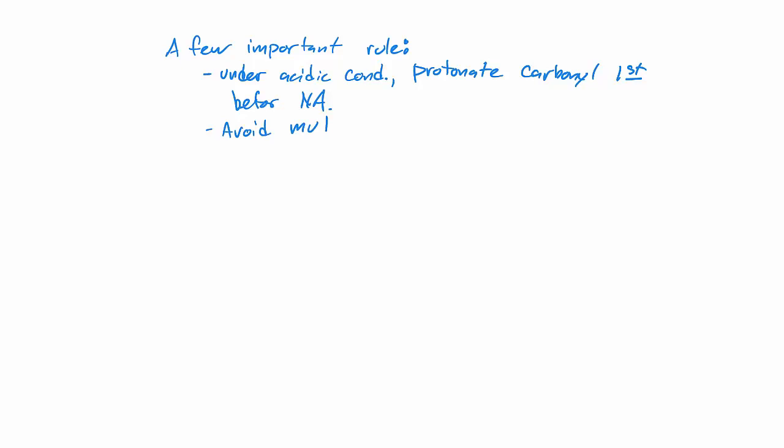We want to avoid multiple cations in the same molecule. I'll call it intermediate because typically we don't have a molecule that has a cation. So avoid multiple cations in the same intermediate. So if you're drawing a mechanism and you end up with two cations on the same intermediate, you probably went wrong somewhere. You need to back up a step or two and figure things out.